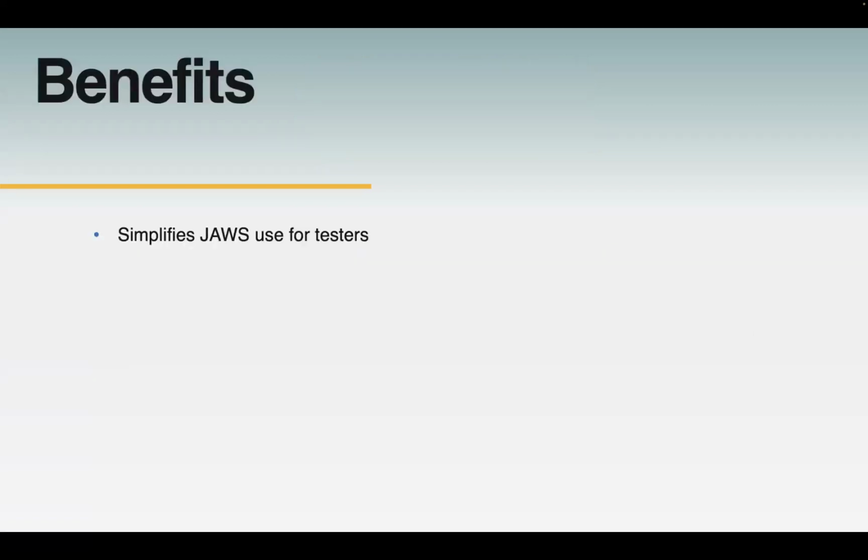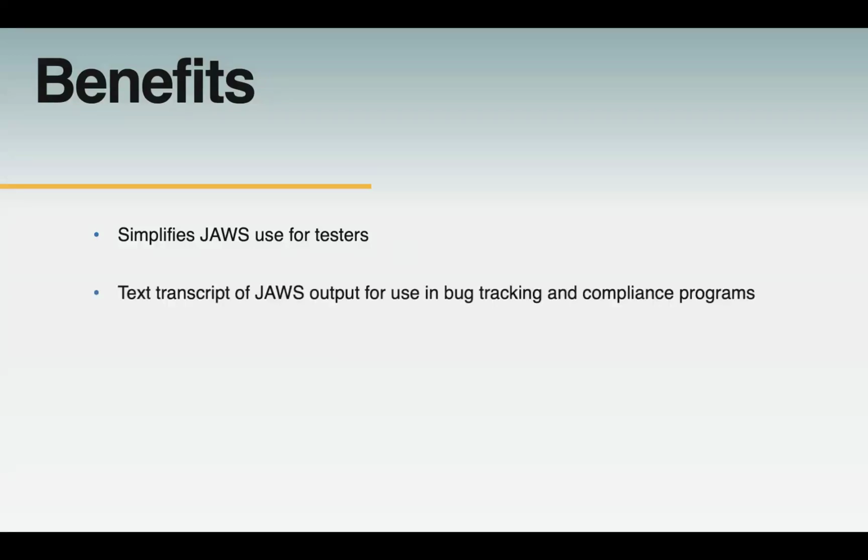The benefits: it simplifies JAWS use for testers. JAWS is a complex product. It's got a lot of features for end users. JAWS Inspect is a much simpler product from that point of view. It takes away a lot of that end user complexity and gives you just a testing focused interface. It gives you a text transcript of JAWS output for use in bug tracking and compliance programs.